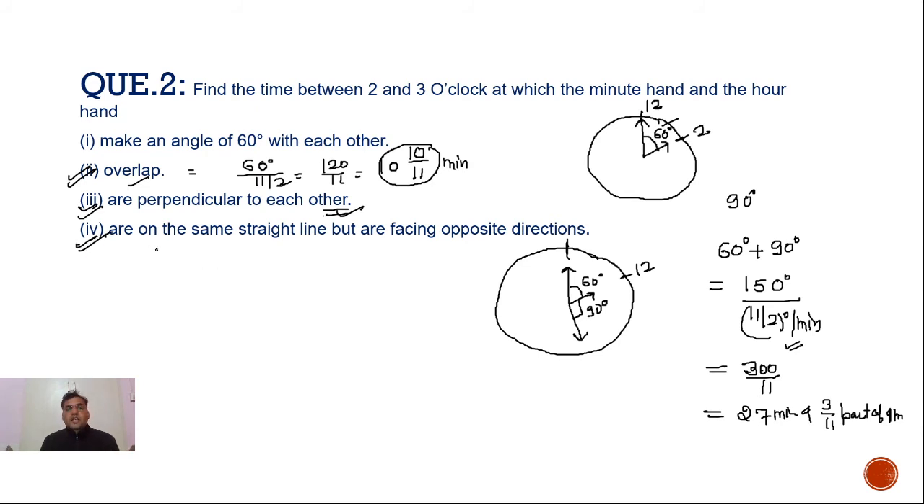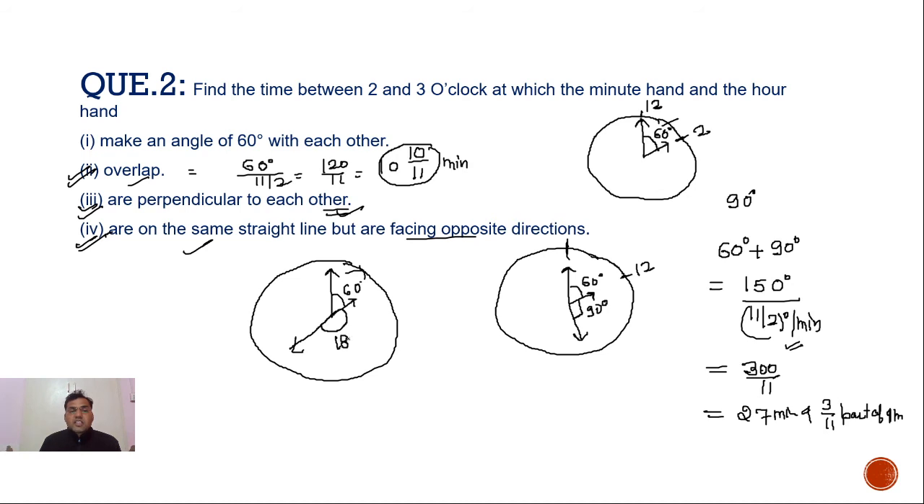And now I'm supposed to answer, when are the hands on the same straight line but facing the opposite direction between 2 and 3 o'clock. See, at 2 o'clock the angle is 60 degree. The two straight lines need to be in opposite direction. That's possible when the minute hand will be exactly opposite to the hour hand. So when the angle between the minute hand and the hour hand is 180 degree, at that point of time, the minute hand and the hour hand will be exactly opposite to each other.